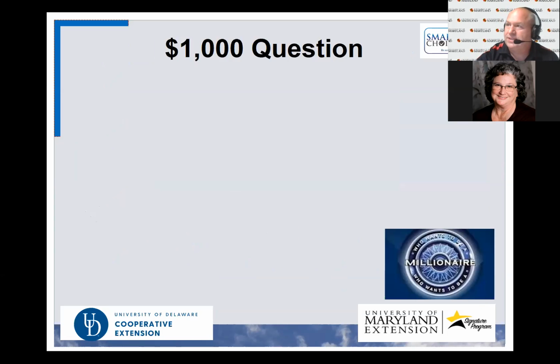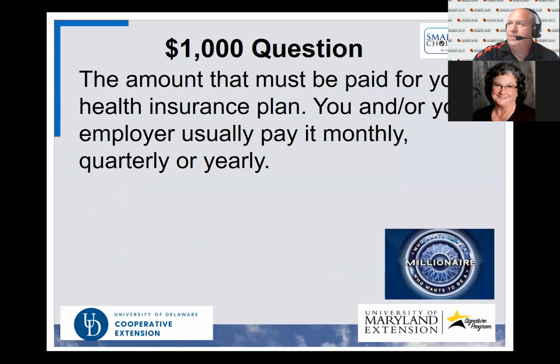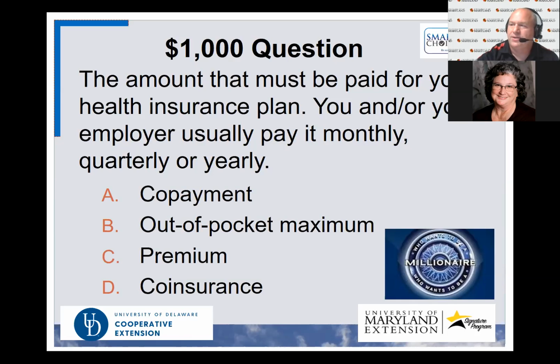So our $1,000 question is, what is the amount that must be paid for your health insurance plan, that you and your employer usually pay monthly, quarterly, or yearly? Your options are copayment, out-of-pocket maximum, premium, and coinsurance. So in the chat box, tell me what you think the answer is. And we see you have a lot of C's, so absolutely C is the correct answer.